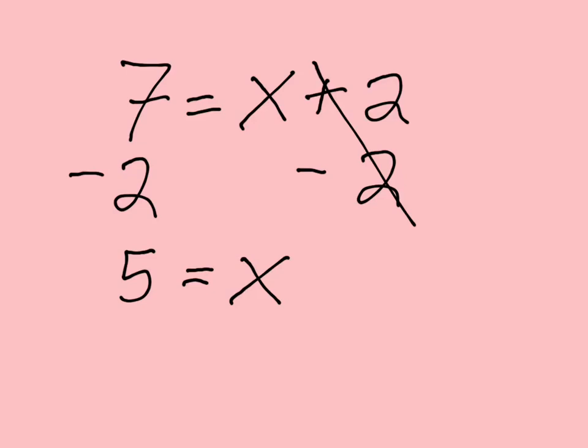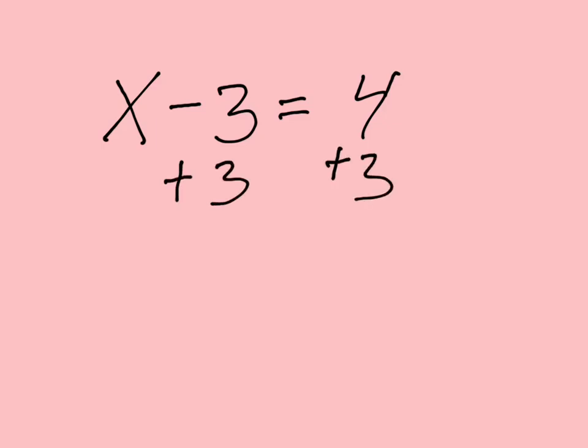If you wish, after you get the 5 equals x, then you can say x equals 5, because many people like the variable to come first. Check with your teacher to see which way they want it. Let's look at another example.